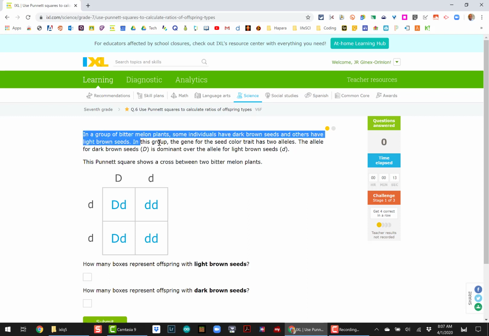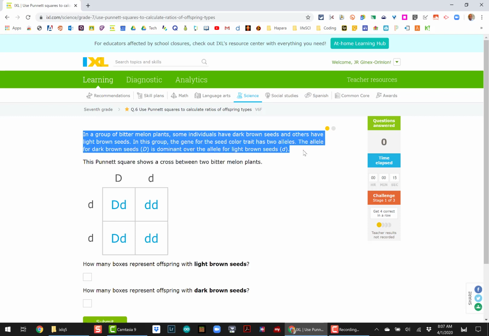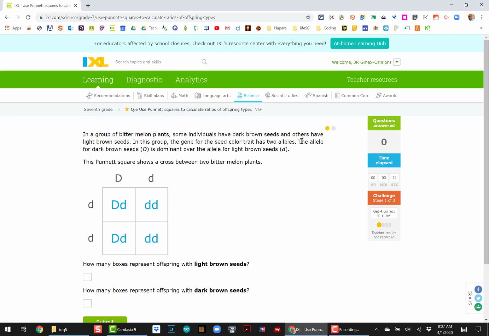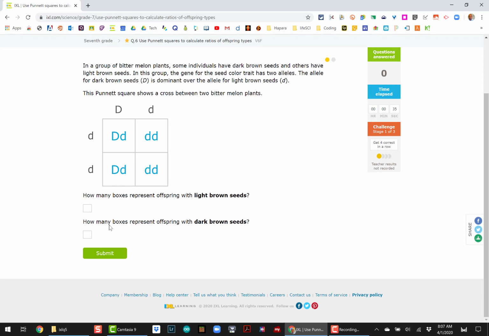So in this group of bitter melon plants, some individuals have dark brown seeds and others have light brown seeds. Note that the most important thing is to understand that the allele with the dark brown seeds, capital D, is dominant over the allele with light brown seeds. All right, now that we've got that, here's the Punnett square and it's already been crossed for us. So now let's take a look at the answers that we need to give.